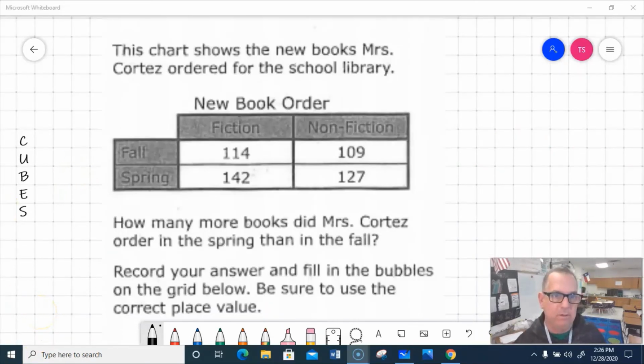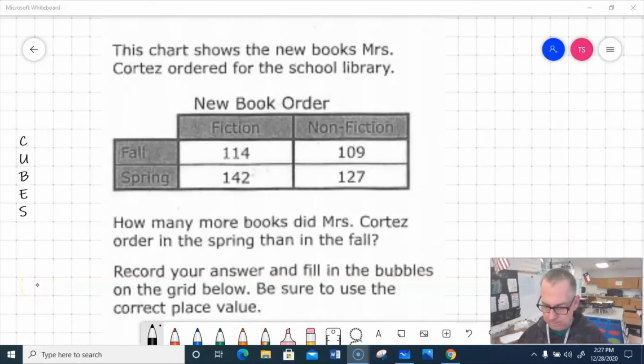It says, this chart shows the new books Mrs. Cortez ordered for the school library. And you can see there's a little table right there talking about new books ordered. She ordered fiction and nonfiction. So in the fall, she ordered 114 fiction and 109 nonfiction. In the spring, she ordered 142 fiction and 127 nonfiction. So what we're trying to find out is, how many more books did Mrs. Cortez order in the spring than in the fall?